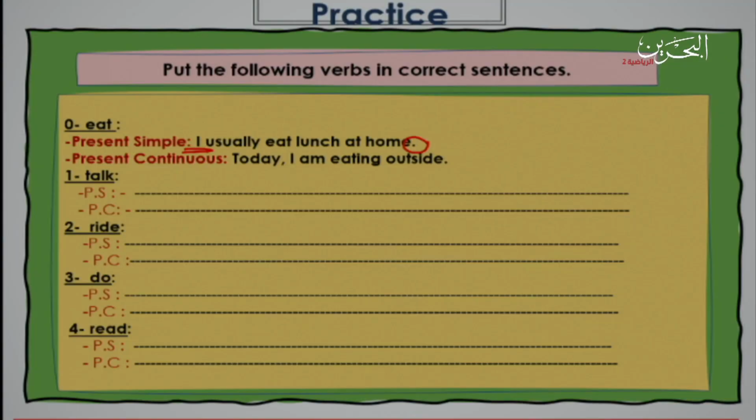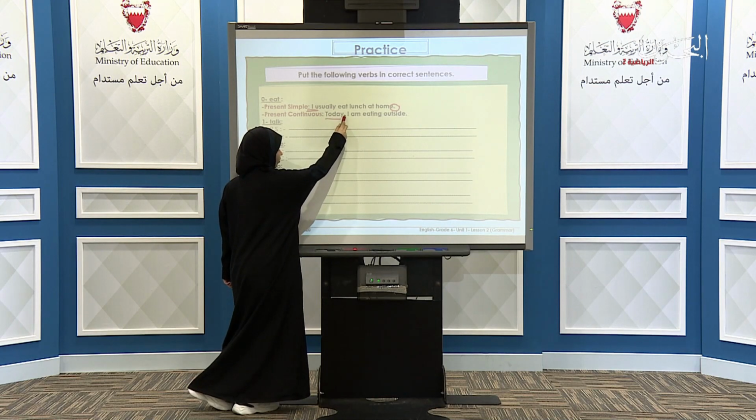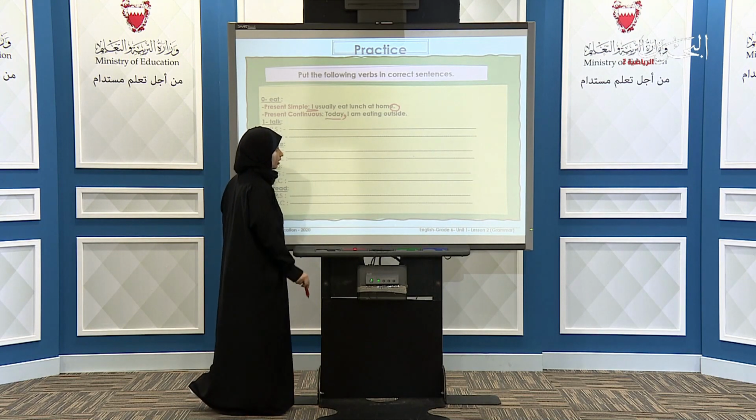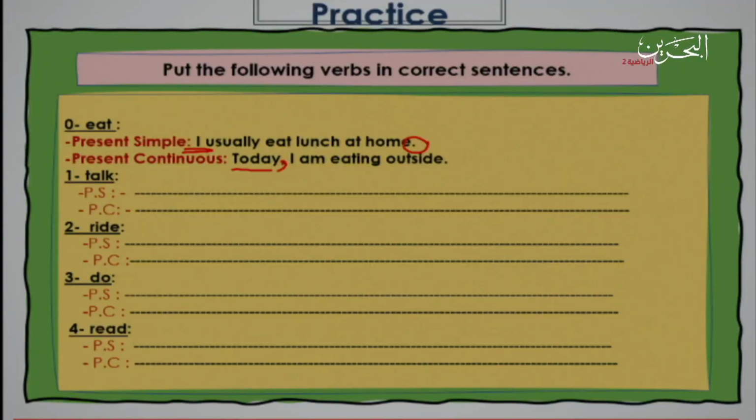The second task is to write a sentence with the present continuous. We can add a time marker either at the beginning or at the end of the sentence, but if we have used it at the beginning of the sentence, we put a comma: today, comma, I am eating outside, full stop. I takes am, and we add ing to the verb, and then we write the rest of the sentence, we put a full stop.